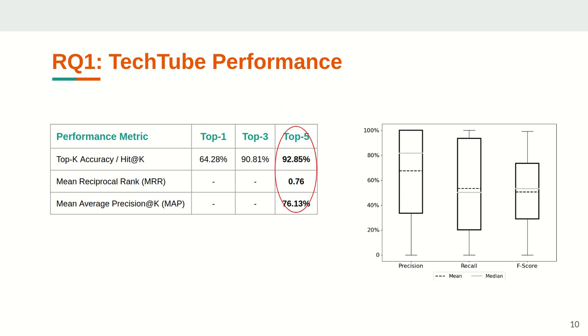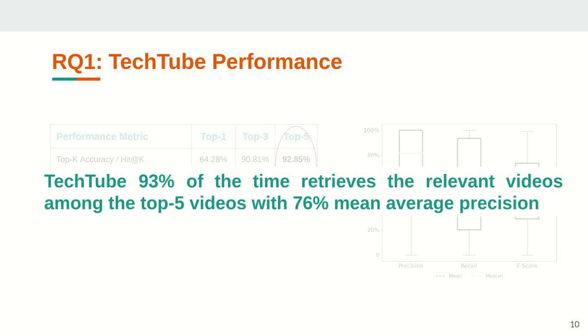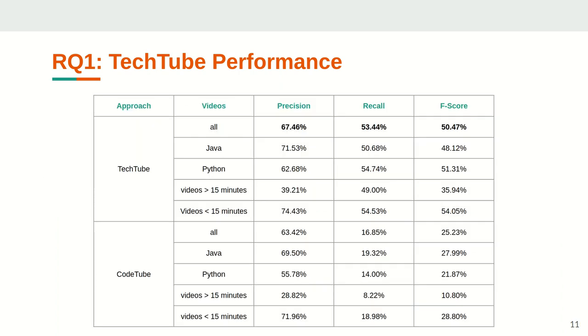In this figure, you can see that TechTube delivers the relevant fragment of each video with 67% precision and 53% recall on average. In summary, TechTube 93% of the time retrieves the relevant videos among the top 5 videos with 76% mean average precision.